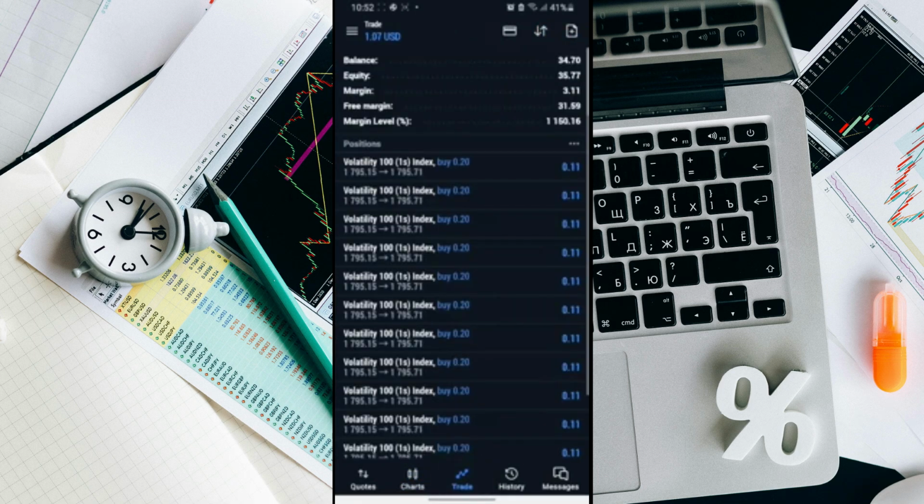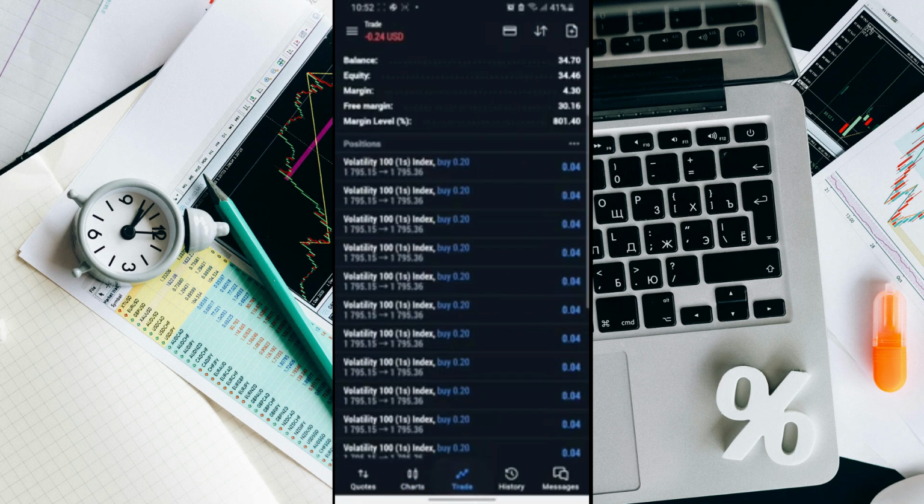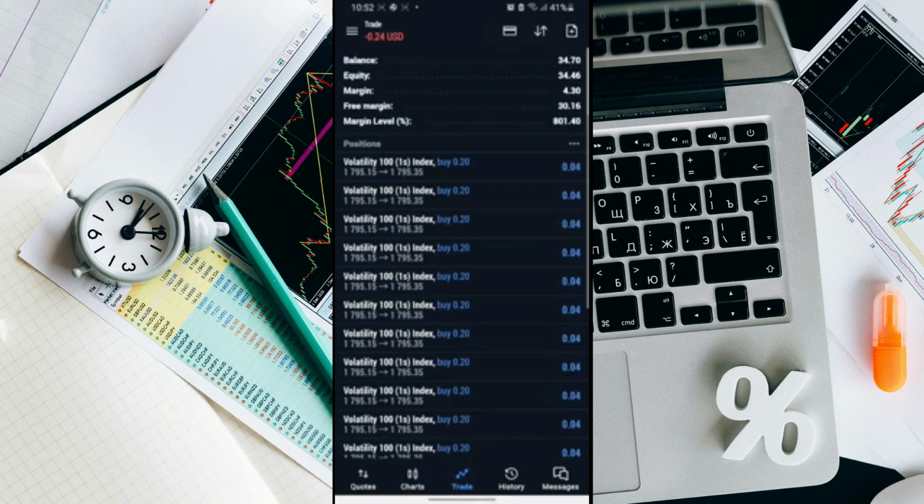So I'm adding positions because the market is still going up. The market is really still going up because it broke to the upside, and it broke by a very big candle, which means the bulls are very powerful and they are going to stay in the market for a very long period. So during that very long period, you just have to buy and collect your profit.